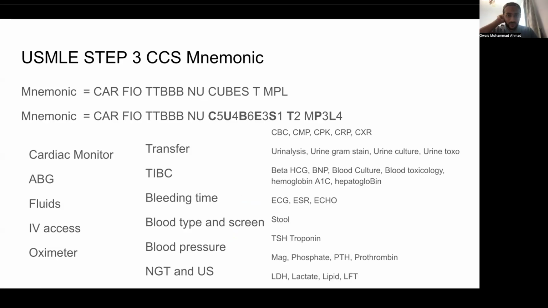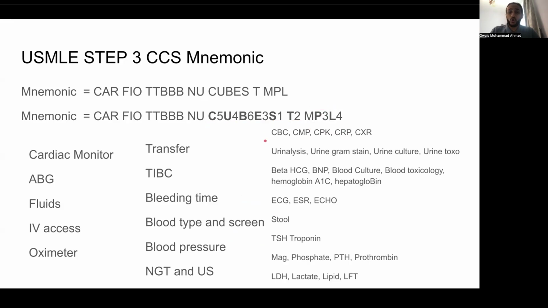Then we're going to come over here to the cube stimulator. C over here stands for five, that's why I wrote C5, because it's five tests. U4 because four tests. B6 because B has six tests. E has three tests. S is one test. T has two tests. M has one test, so I didn't write anything. And then P is going to be three tests and L is going to be four tests.